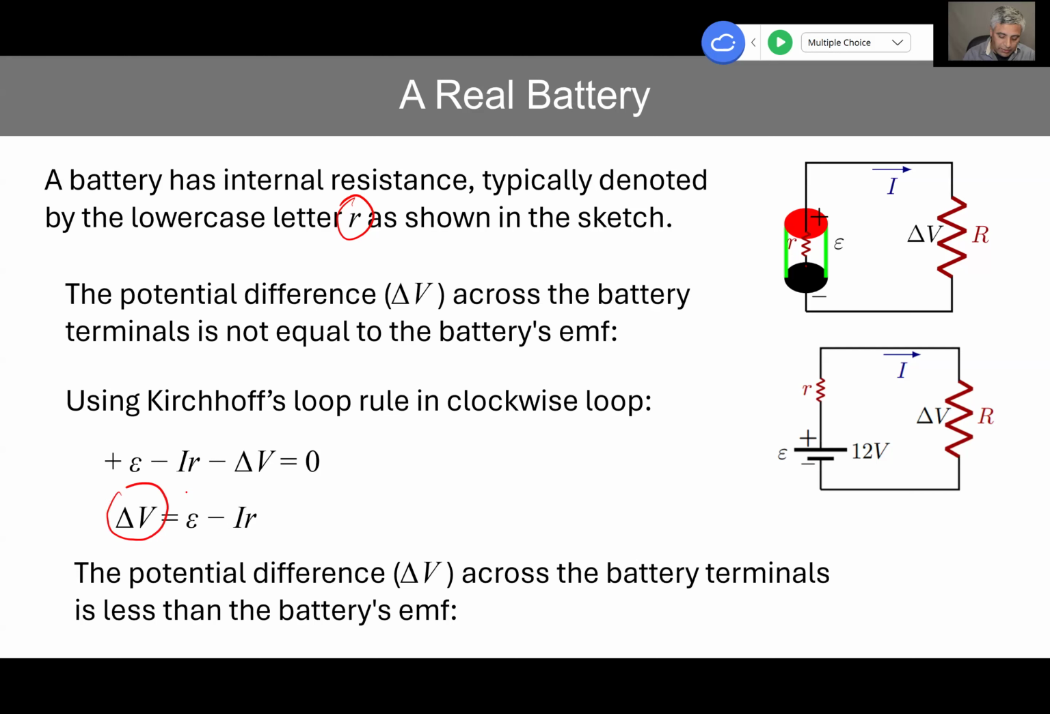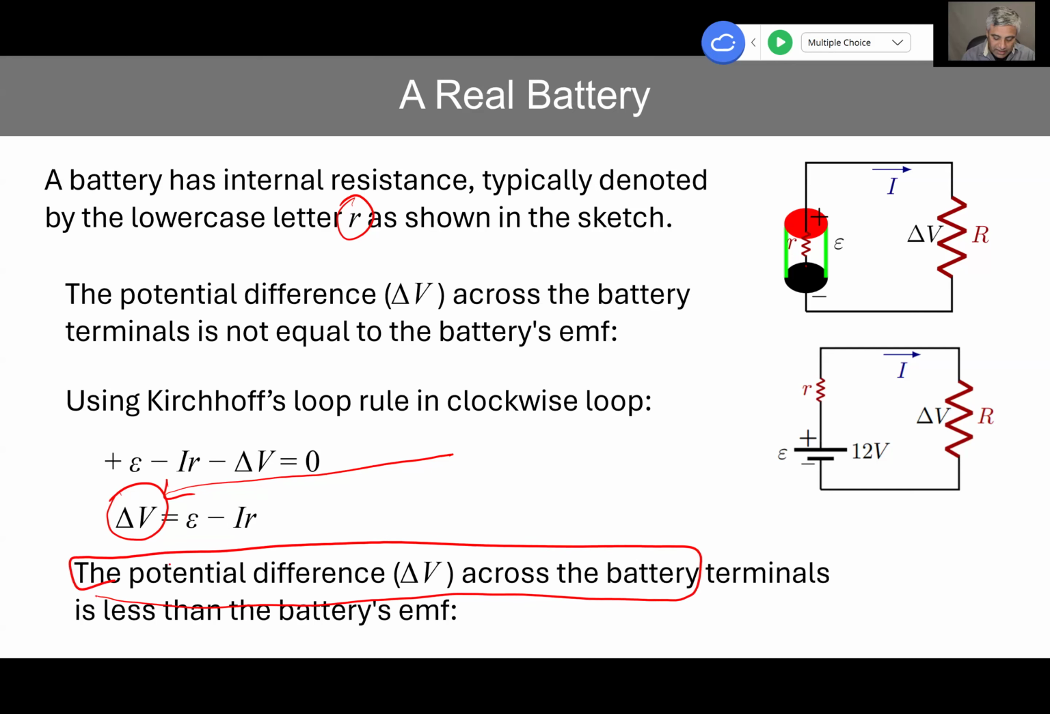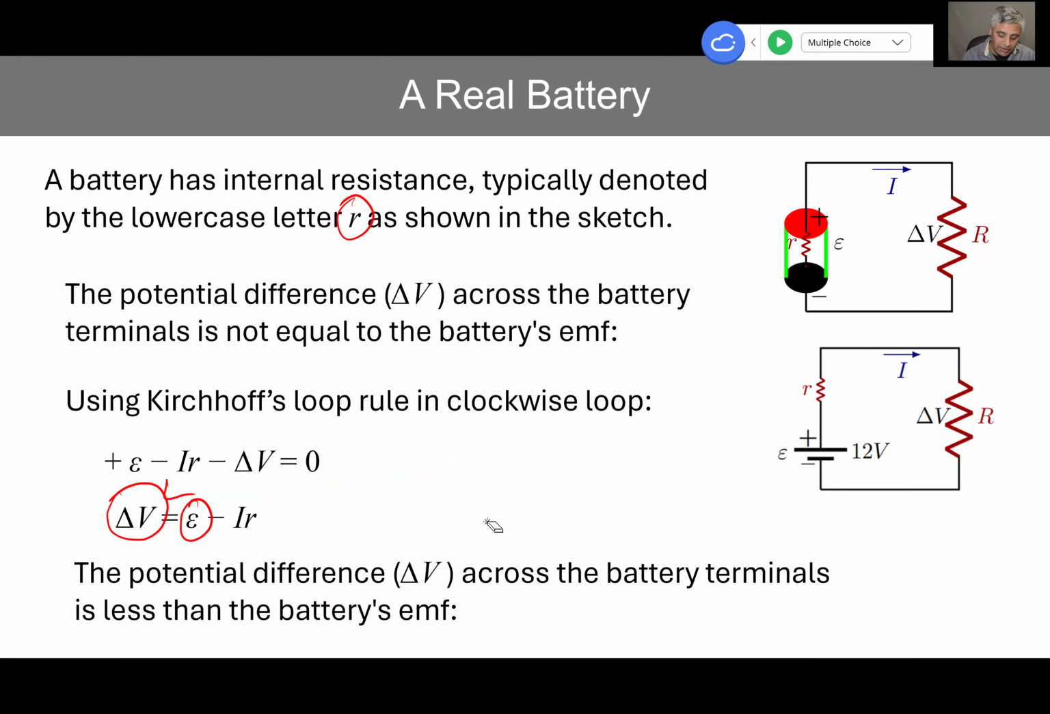So now this is the potential difference across the battery. So that's what we say. And this is the EMF of the battery. So when there is internal resistance that we cannot neglect, in that situation, the potential difference and EMF are not going to be the same. And how much is the difference? That is given by this over here.